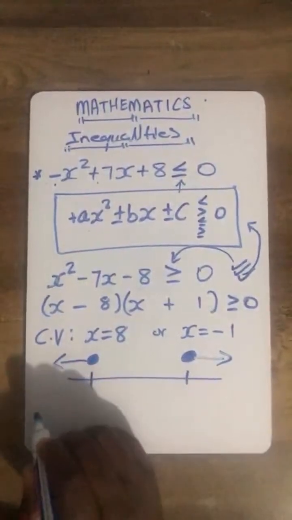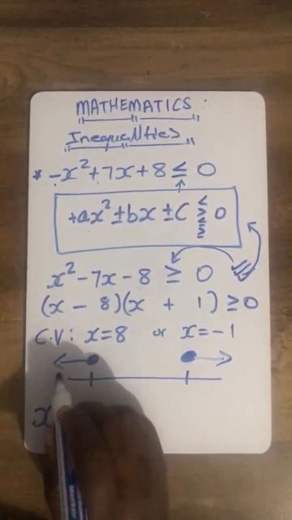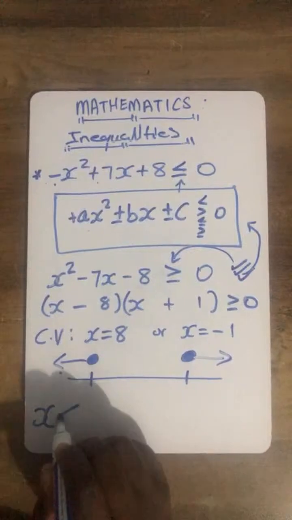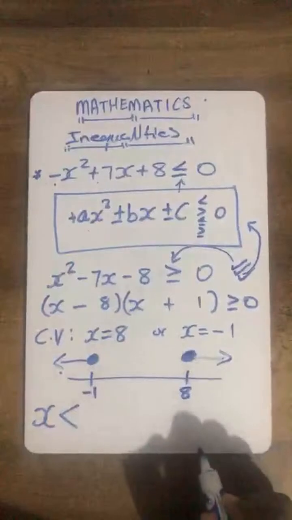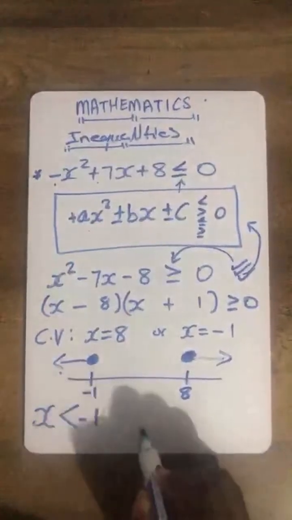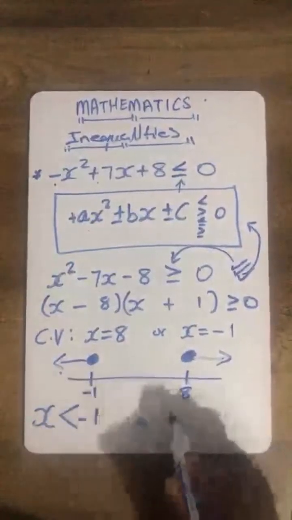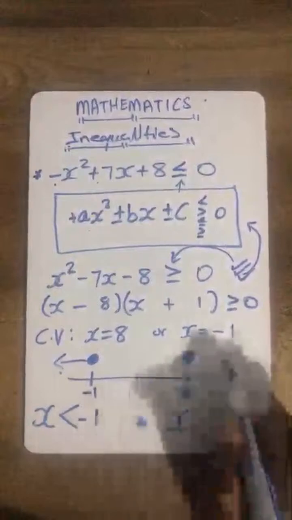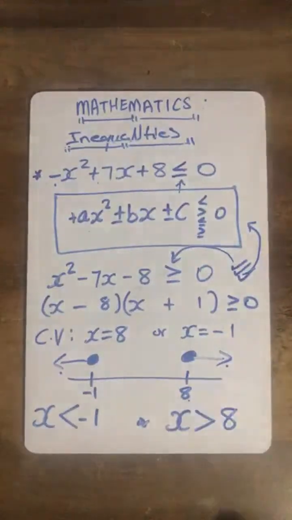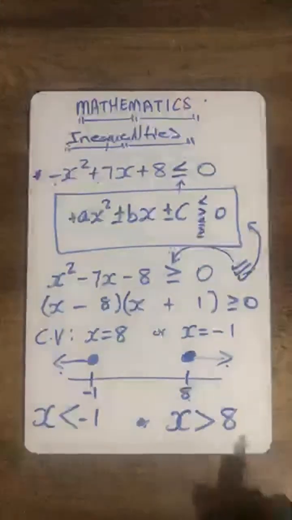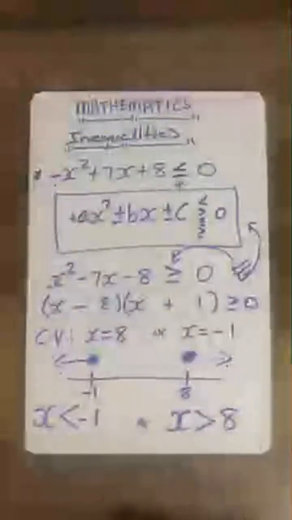So here, this is where you just say x. You see this arrow, you take it as it is, you write it. But remember, your critical values are negative that and that. So you have negative 1 there. Or you just say x. You see this arrow, just take it as it is, and then you write a critical value there.